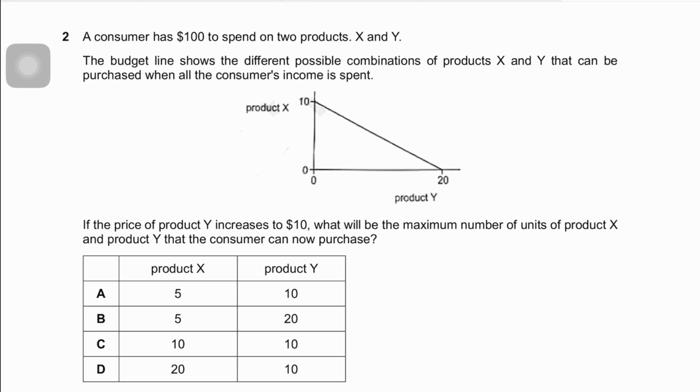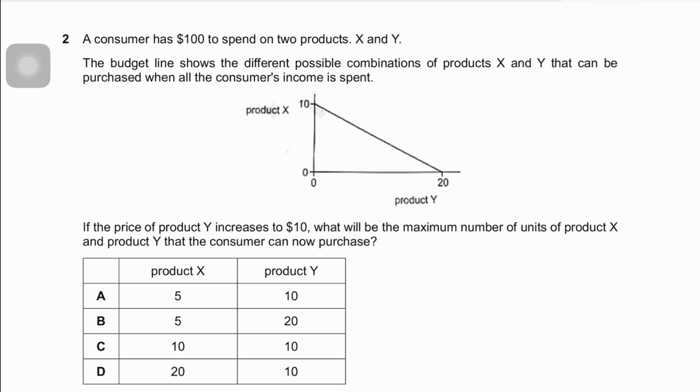Question number 2 says a consumer has $100 to spend on two products X and Y, and the budget line shows different possible combinations of X and Y that can be purchased when all income is spent. If the price of product Y goes up to 10, what is the maximum number of X and Y that the consumer can now purchase? Very simple question. We know that the budget line shows different possible combinations of good X and good Y that can be purchased with your given income and prices when all the consumer's income is spent.